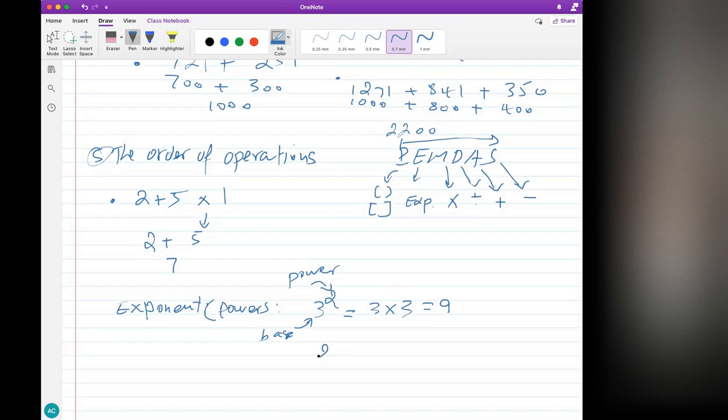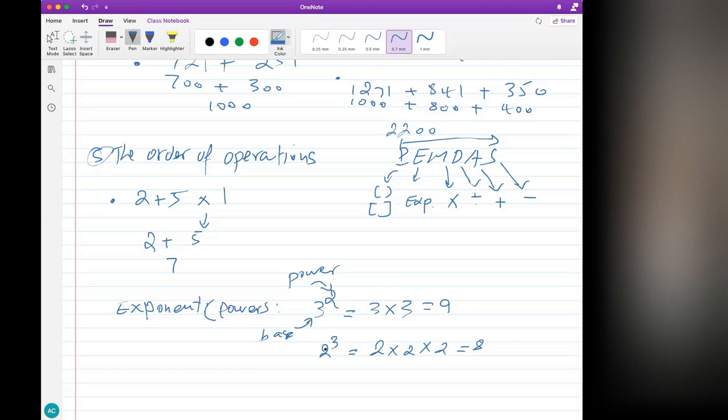What is 2 to the third? Or what is the breakdown of it first? 2 times 2 times 2. Exactly. Repeat the base 3 times, which will be 8. That's right. 4 times 2 is 8.